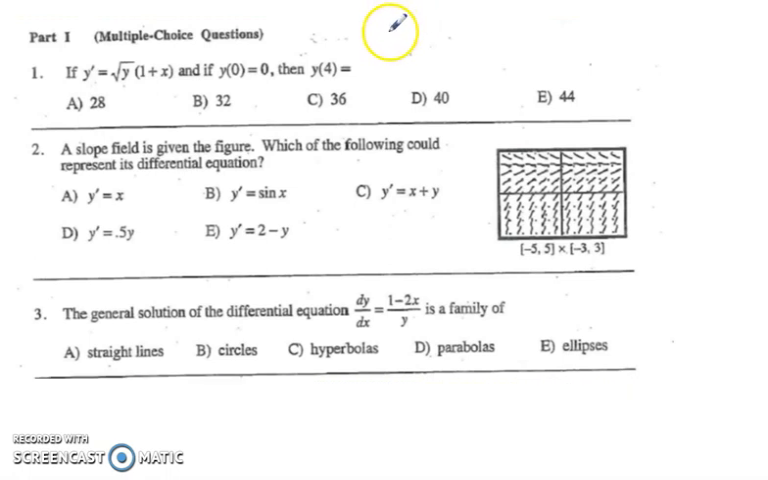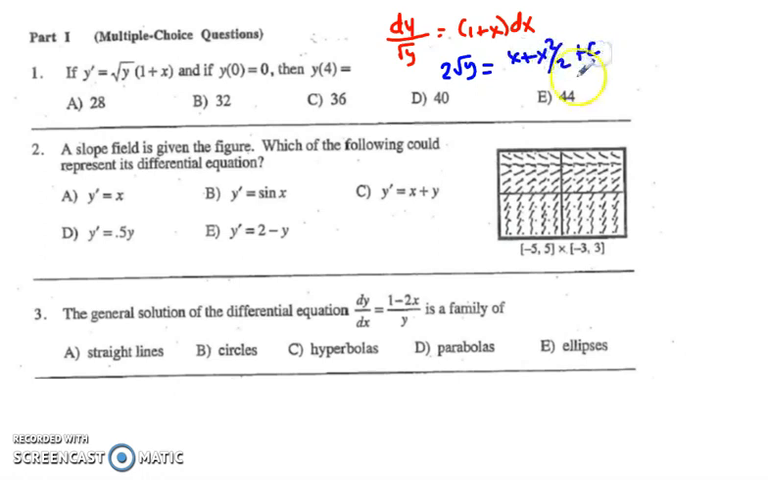So dy dx equals rad y times 1 plus x. When I separate, I get dy over rad y equals 1 plus x dx. Then my next step is to integrate. So y to the negative 1/2 goes up to y to the 1/2, and you want to divide it by the new degree of 1/2, so that's multiplying by 2. So this really integrates to 2 rad y, which will equal x plus x squared over 2 plus c.